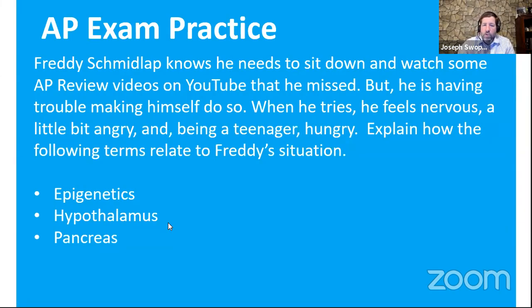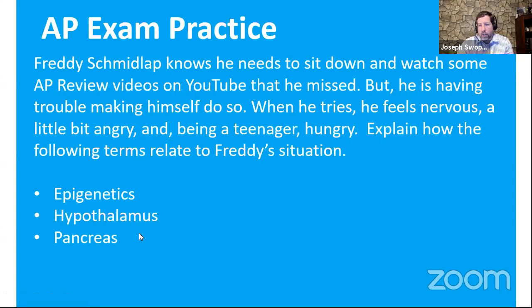Freddie Schmidlap knows he needs to sit down and watch some AP review videos on YouTube that he missed. But he is having trouble making himself do so, and I'm sure a lot of students and even some teachers, I can guarantee you, know they have a to-do list and they're supposed to sit down and get it done, but they find a whole bunch of reasons not to do it. So let's get back to Freddie Schmidlap. Freddie is having trouble making himself do so. When he tries, he feels nervous. He feels a little bit angry. And being a teenager, of course, he feels hungry. Explain how the following terms relate to Freddie's situation: epigenetics, hypothalamus, and pancreas.